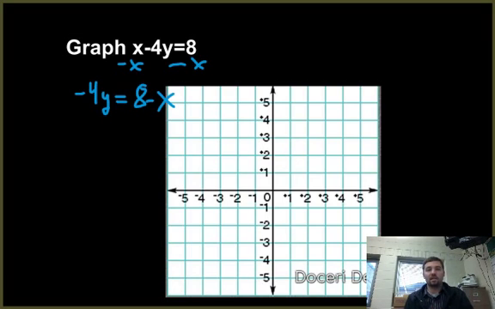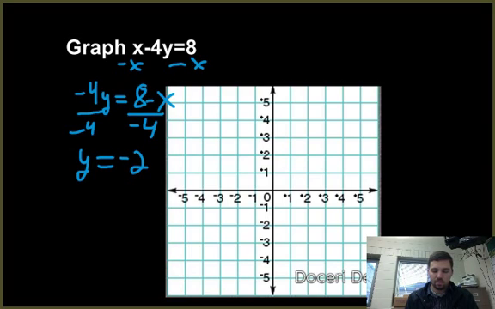Okay. Now, last step, divide everything by negative 4. I'm going to get y alone. So this is going to be y equals negative 2 plus, negative divided by a negative will make it a positive, plus 1 over 4x. So negative 2 plus 1 over 4x, because remember that there's a 1 out here that we don't usually write.